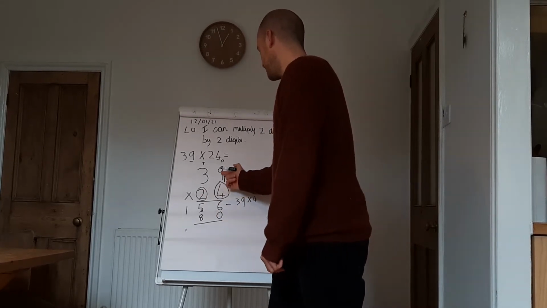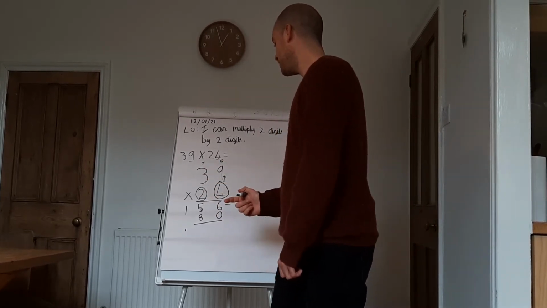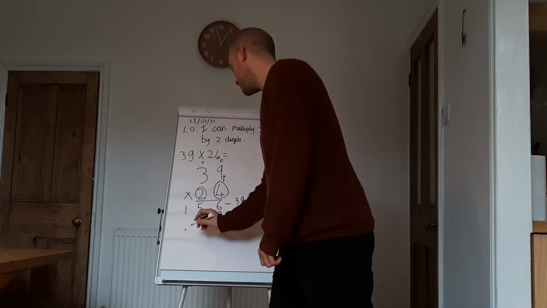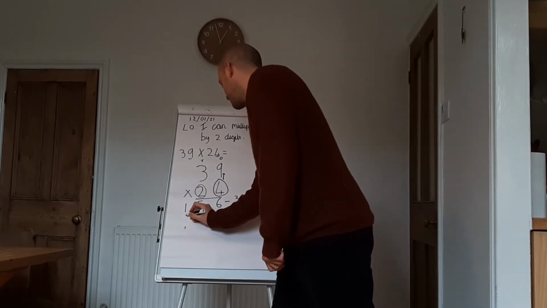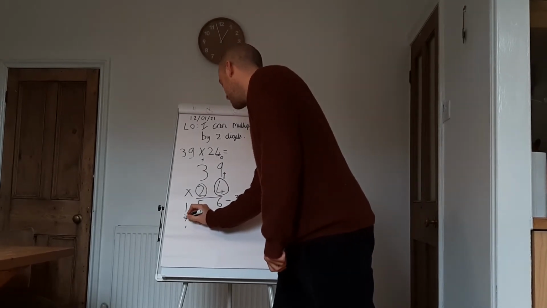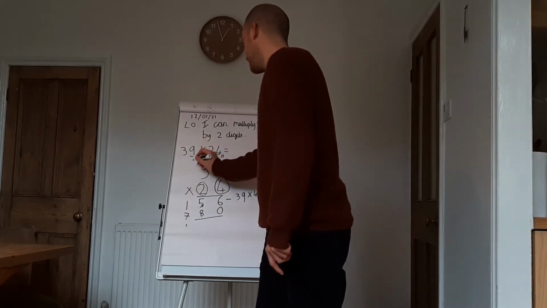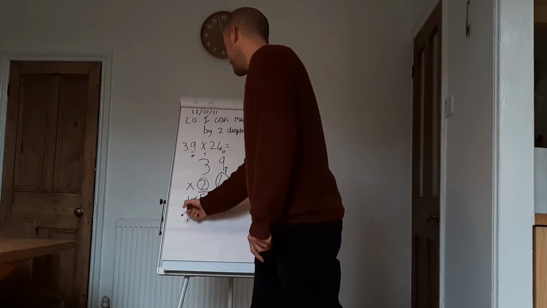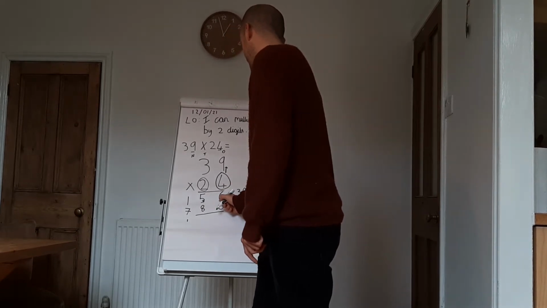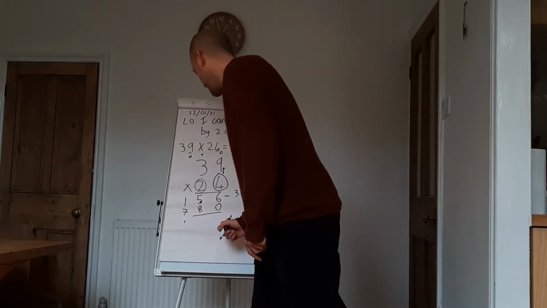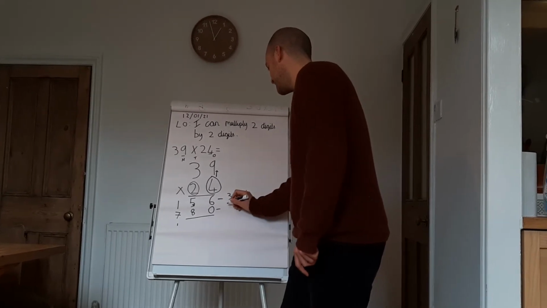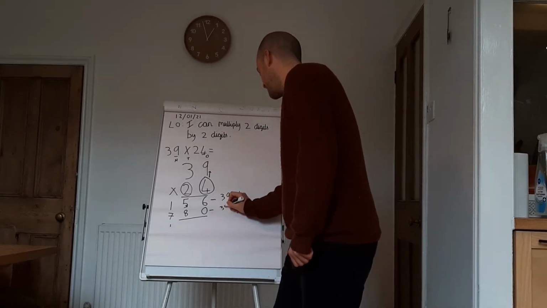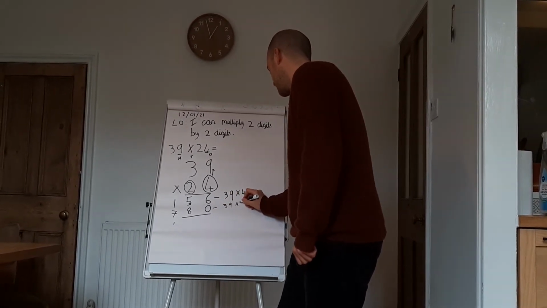When we've done 2 times 9, we'll do 2 times 3, which is 6, plus the 1 that we carried over, so we put a 7. So we're now in the hundreds column, so I'll put a little H up there. So we've got 7 hundreds, 8 tens, and 0 ones, okay? So this here, 780, is the answer to 39 times 20.